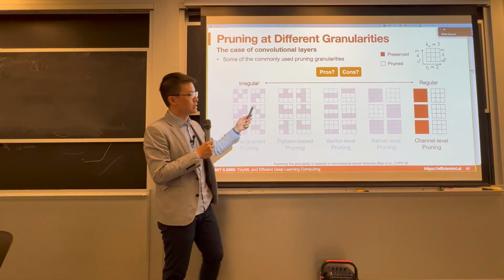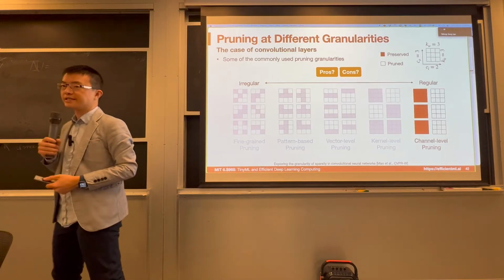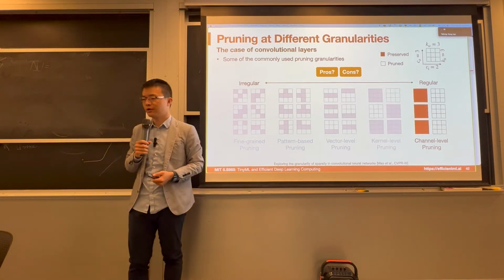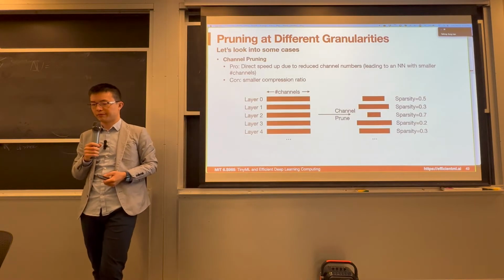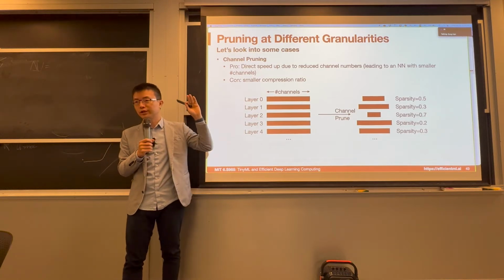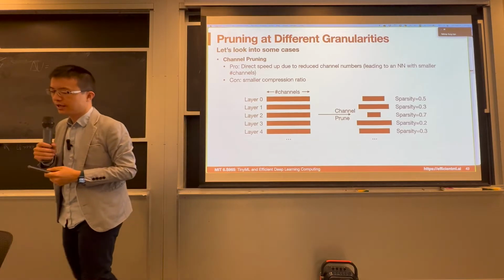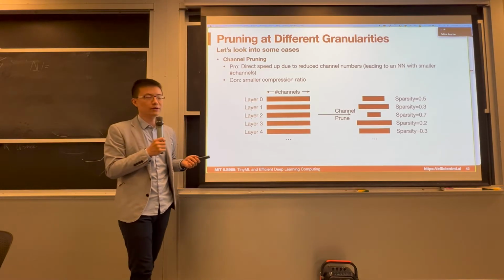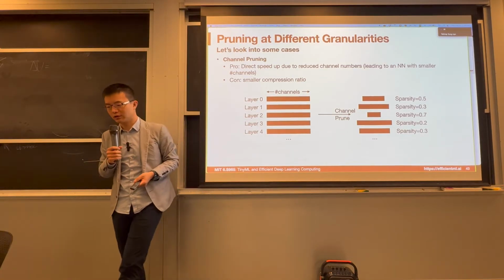So let's look at the other scenario, which is probably the most popular these days. If you want to achieve measured speedup on the CPU, on your phone, on off-the-shelf hardware, that is channel-level pruning. Channel pruning is basically pruning away the entire channel. Previously, say you have 256 output channels, now you may have only 200 channels. So from the CPU's perspective, you just have less workload.